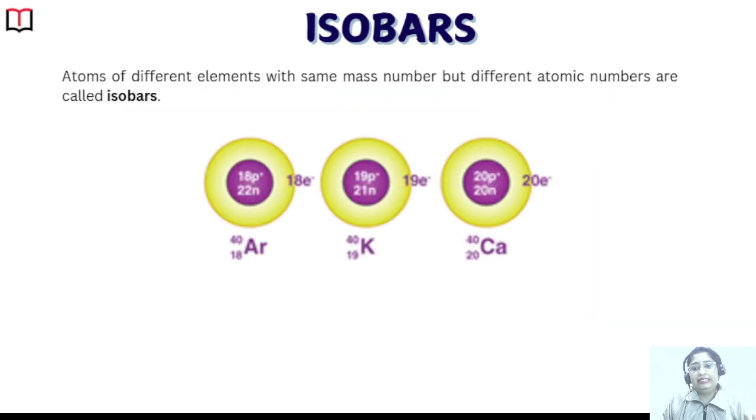Now, the next topic is isobars. Isobars are atoms of different elements with the same mass number but different atomic number. So different elements are there. Alright, this is the reason that atomic numbers are also different. As I already told you, the same element cannot have different atomic numbers, otherwise the element will change. So if the atomic number is different, of course the elements are also different.